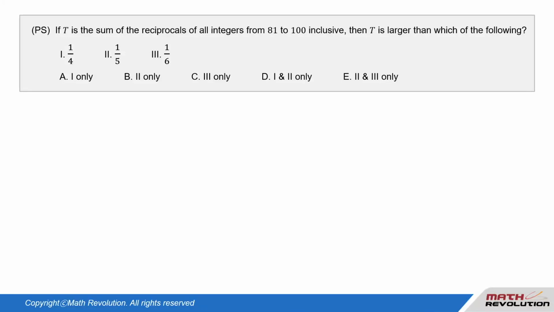Question. If T is the sum of the reciprocals of all integers from 81 to 100 inclusive, then T is larger than which of the following? 1, 1 over 4; 2, 1 over 5; 3, 1 over 6.